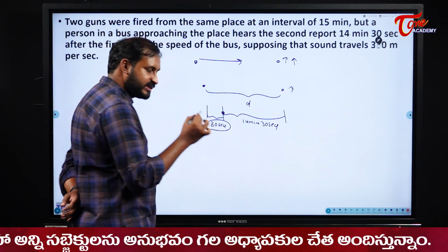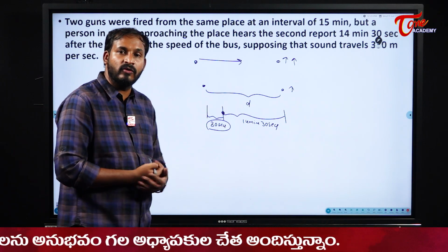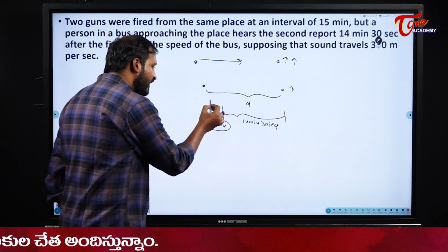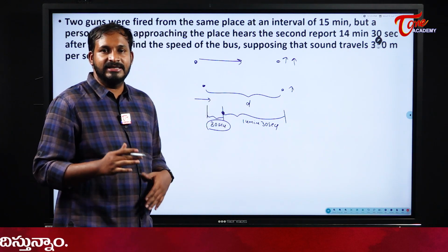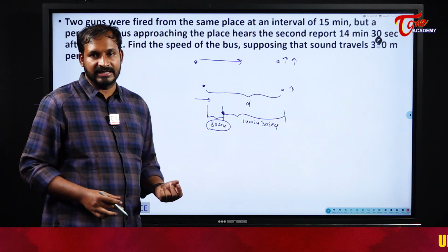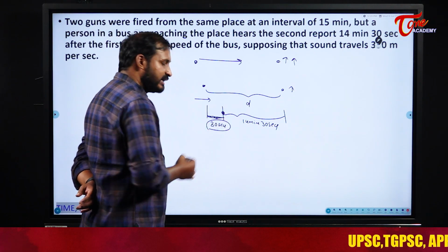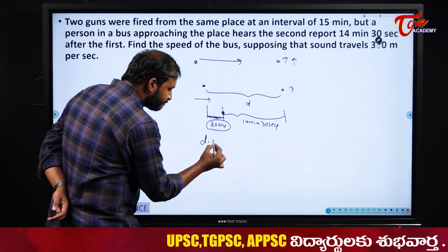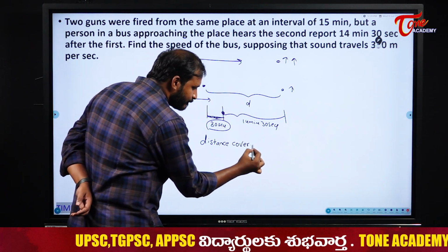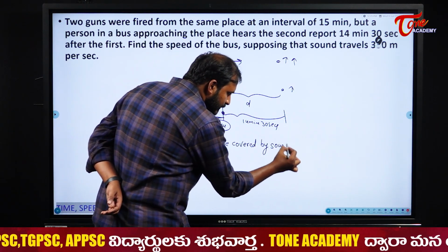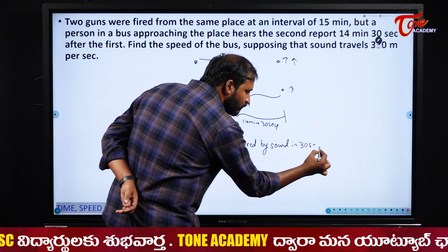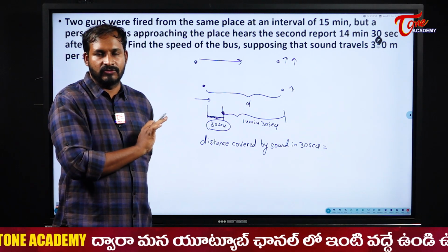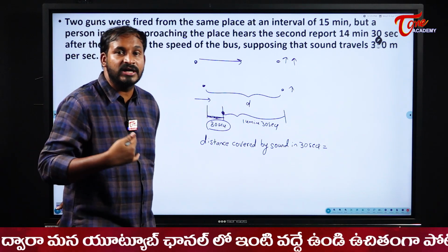That means if he is stationary, the sound would have traveled for 30 seconds more. But he is approaching the firing zone, so the sound travel distance was cut by what time? 30 seconds. That means this is the distance which the sound usually covers in 30 seconds. If he is stationary, the sound would have traveled this extra 30 seconds, and exactly after 15 minutes he will hear the second sound. But is he stationary? No, he is moving towards the firing zone.